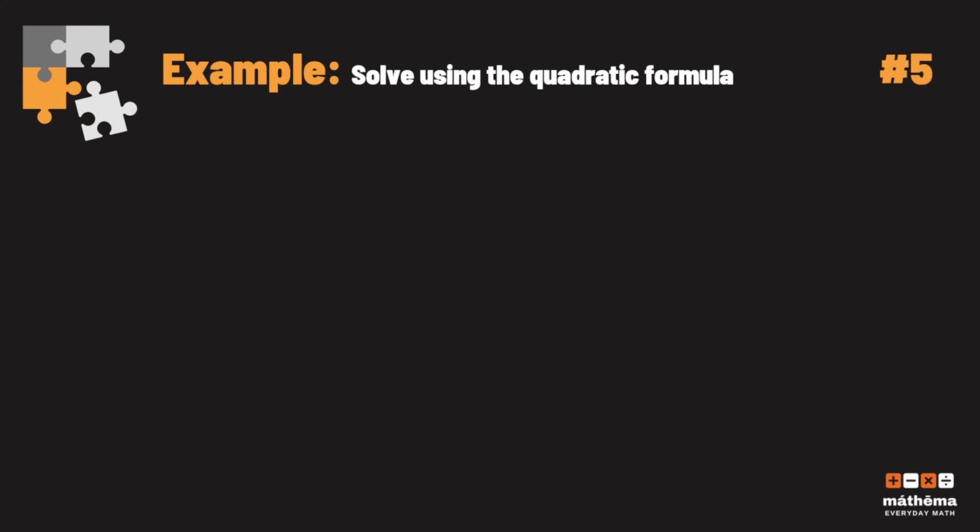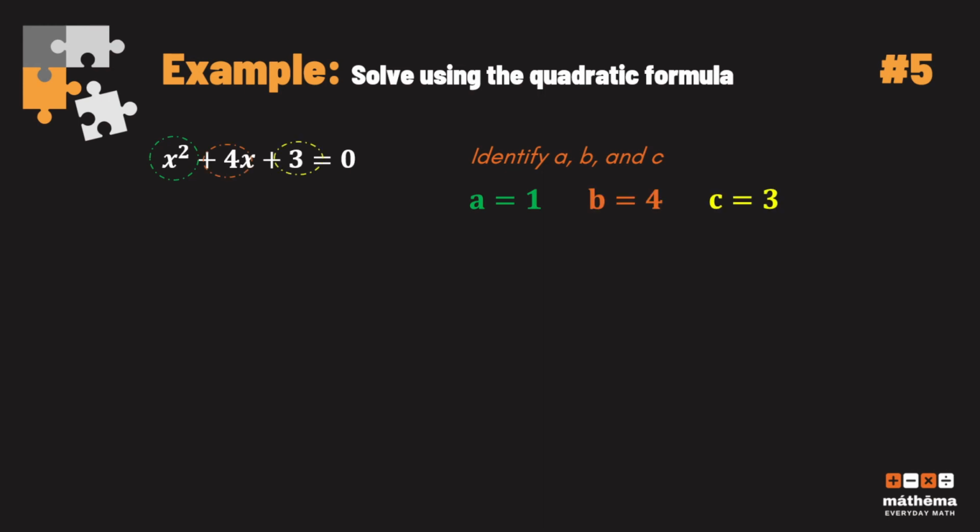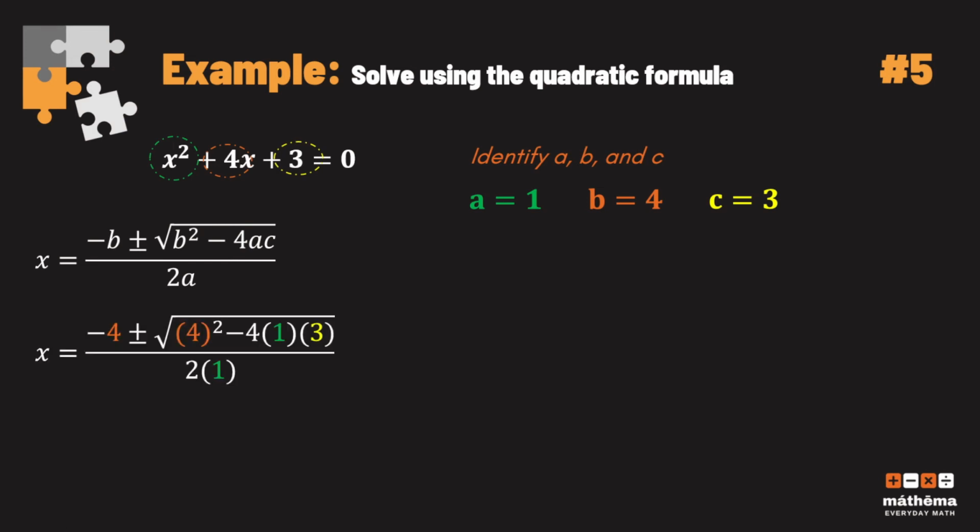Example number 5. We have x squared plus 4x plus 3 is equal to 0. Step number 1, identify our a, b, and c. In this example, a is 1, b is 4, c is 3. So we will substitute these values into our quadratic formula. We will have x is equal to negative 4 plus minus the square root of 4 squared minus 4 times 1 times 3, all over 2a.